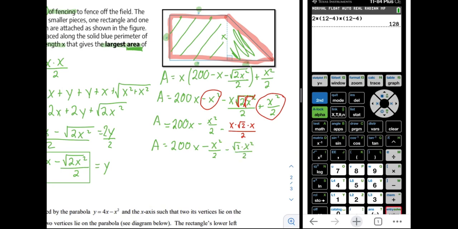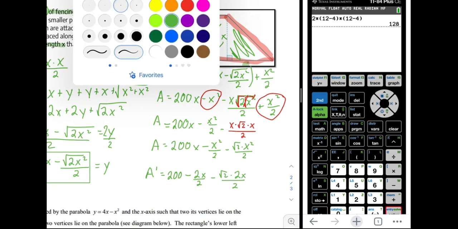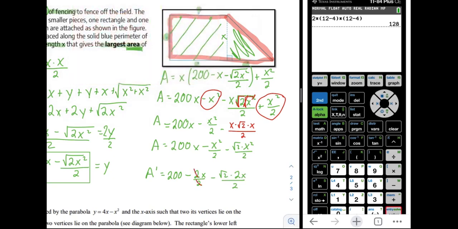And now I'm ready to differentiate. So the derivative of this whole thing is going to be 200 minus 2x divided by 2 minus the square root of 2 times 2x divided by 2. So a few things can cancel out. These 2's will cancel out. And I'm going to be left with the derivative is equal to 200 minus x minus the square root of 2 times x. And now I can find when this is going to be equal to 0 using my calculator.